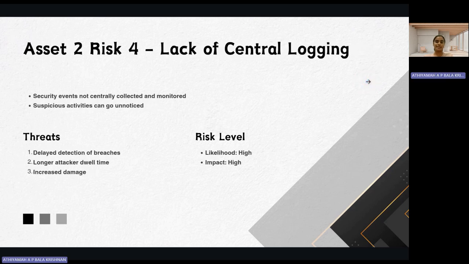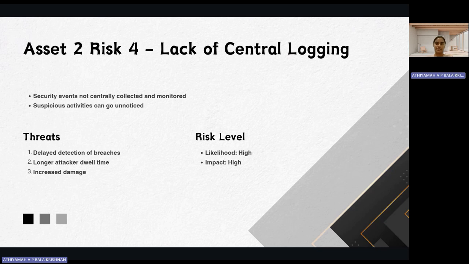The fourth risk is the lack of central logging and monitoring. This means that security events, system logs, and user activity are not being collected and reviewed in a single place. When there is no centralized log management, it becomes very difficult to detect attacks in real time. An attacker could be inside the network for weeks or even months without being noticed. This delayed detection increases the damage that they can cause and makes response and recovery more challenging.